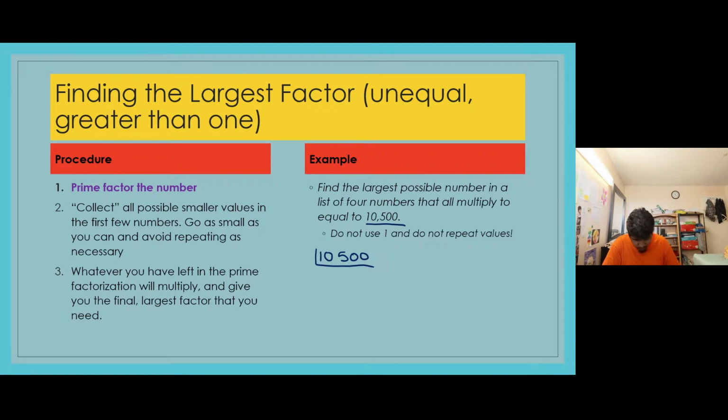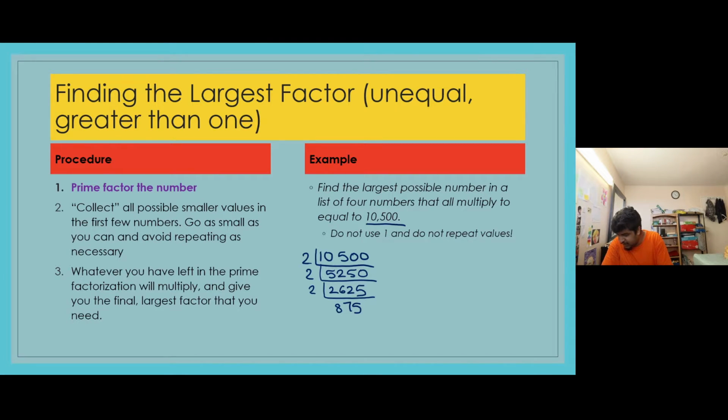Okay, let's go through with this. So let's start with 2. Of course this is even. So that gives us 5250. Same idea. You can divide it by 2 again, and you get 2625. This is now no longer divisible by 2, so it is divisible by 3. You go ahead and you do that, and you get 875.